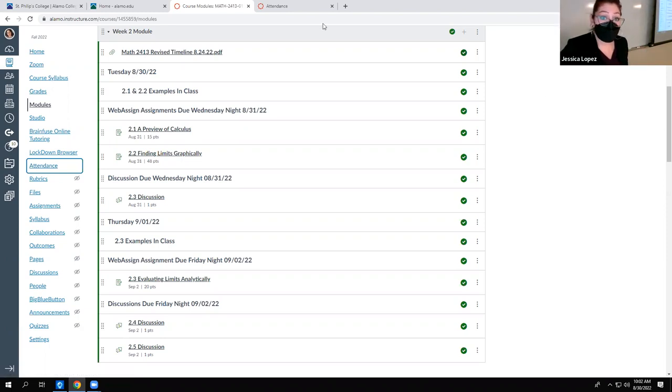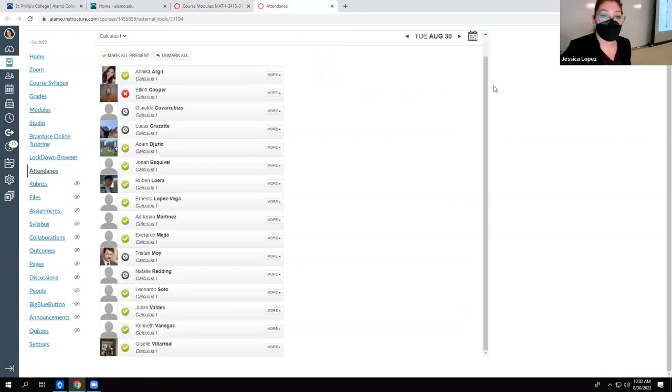I don't recommend using the app to view it, but it's nice if you have to turn something in real quick on your phone. The app is helpful, okay?